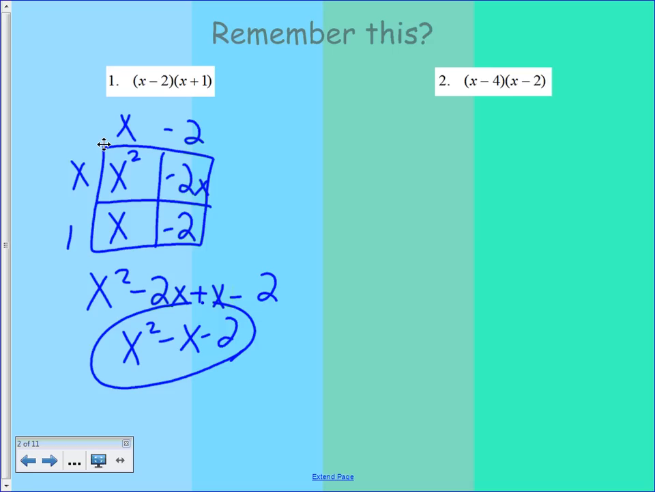Now we're going to learn when we're given a polynomial like that, can we take it and undo it to bring it to look something like that? So I want you to get one last practice in. Try number 2. See if you remember how to use that box. Remember, today we're going to be undoing what we originally did.